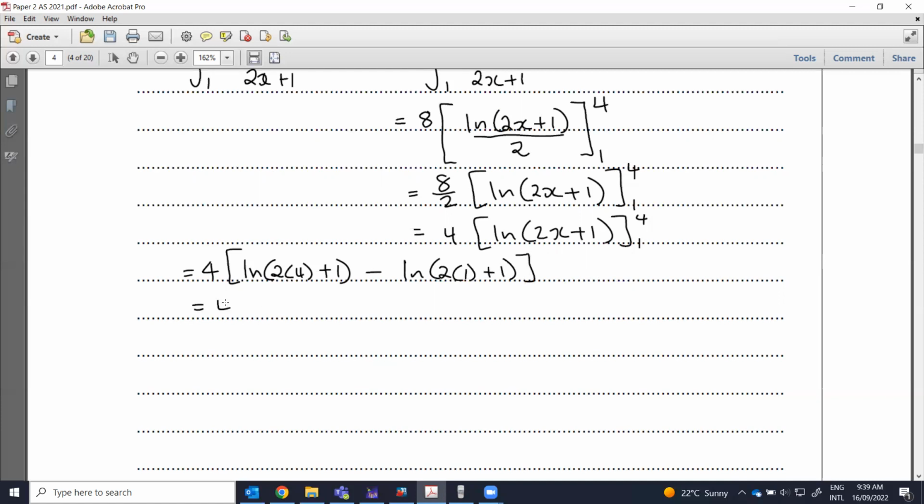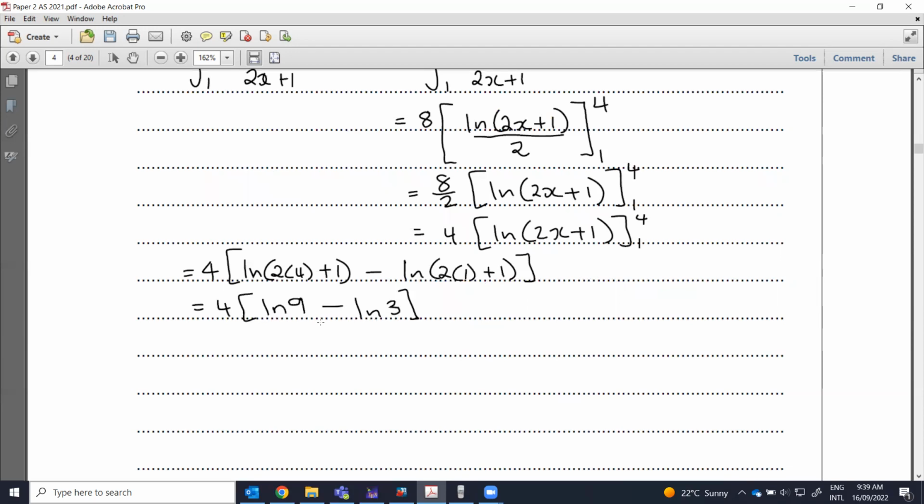Okay, so this is 4. Here we have ln. 2 times 4 is 8. 8 plus 1 is 9. And then the second one, 2 times 1 is 2 plus 1. This is 3. So I have ln of 9 minus ln of 3. And now remember your laws of logarithms.